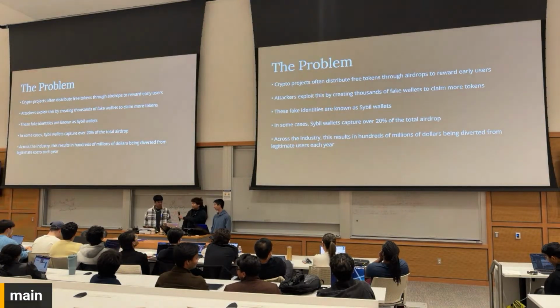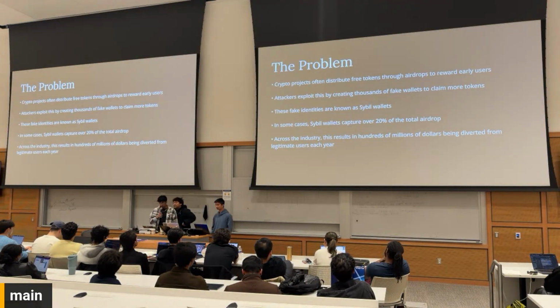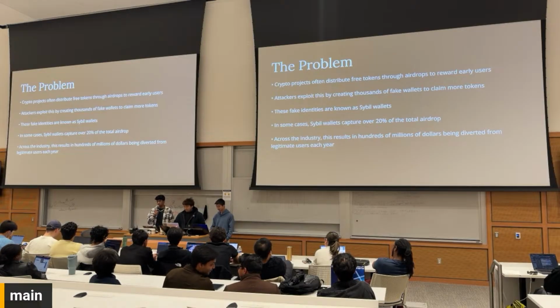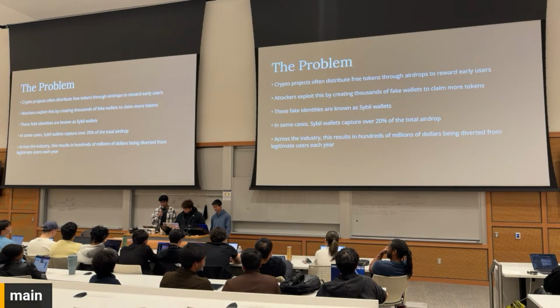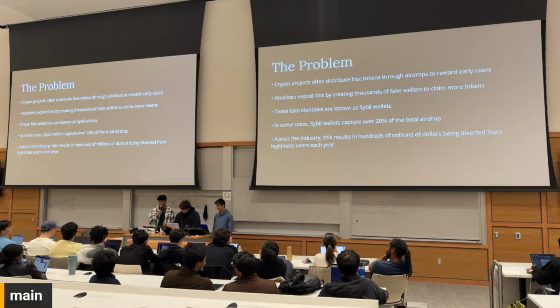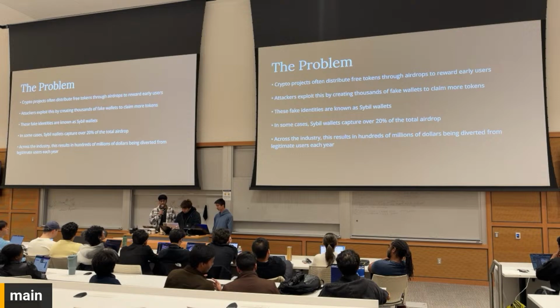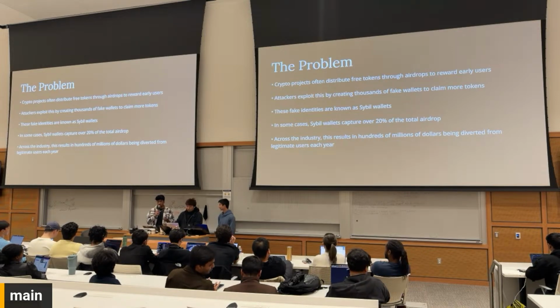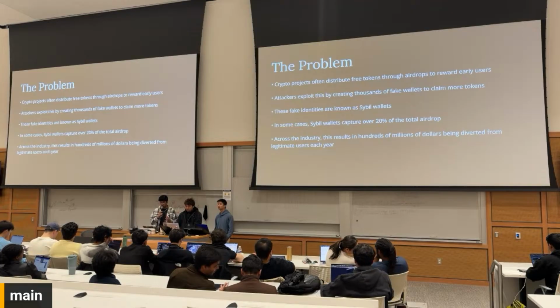So what's the problem? A crypto airdrop is when a project distributes free tokens to its early users. Sybil attacks are basically when attackers exploit this by spinning up thousands of wallets, doing a little bit of activity, and then claiming these tokens that should be going to actual new users instead of the same person. So this is a really big problem.